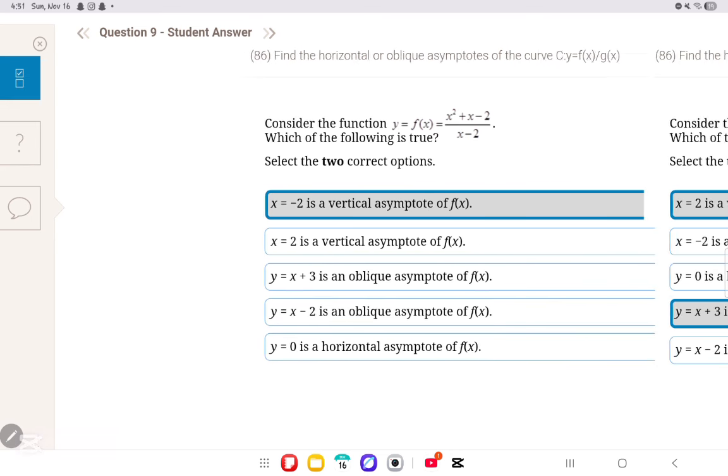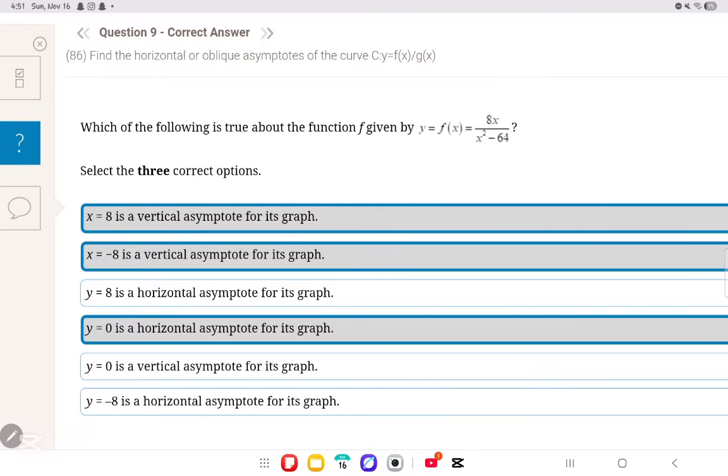We move on to question number 9. What does it say? Which of the following is true about the function f given by y equals f(x) equals 8x over blah blah. We check the numerator's highest exponent compared to the denominator's highest exponent: 1 and 2. The numerator is definitely less than the denominator, so we only have a horizontal asymptote, which is equal to 0. That means y equals 0.